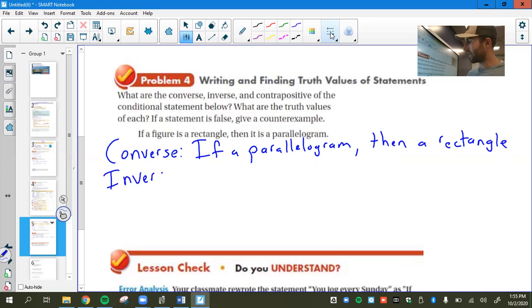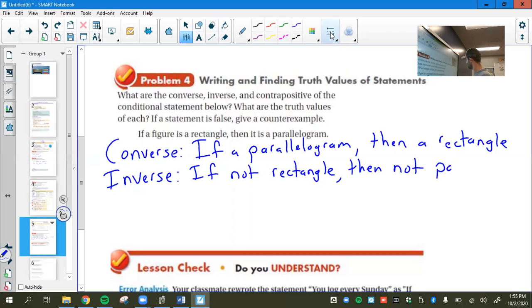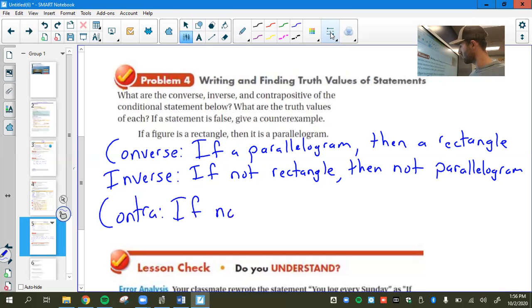Next, the inverse. Now we get into the negating, right? The inverse would be: if not a rectangle, then not a parallelogram. All right, and last one, our contrapositive. Again, we're flipping that inverse. So it would be: if not a parallelogram, then not a rectangle.